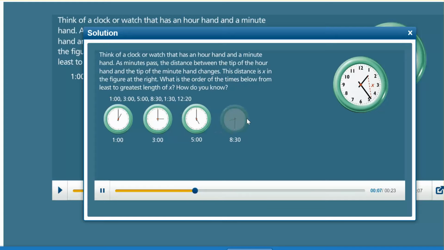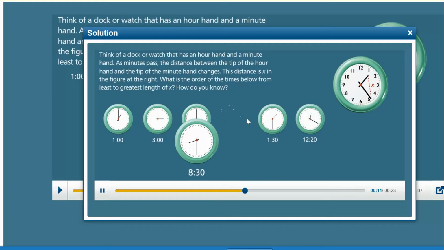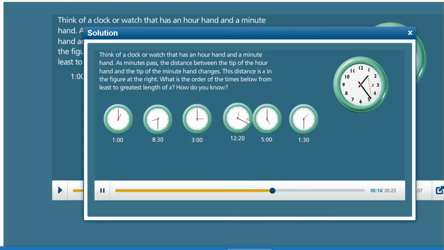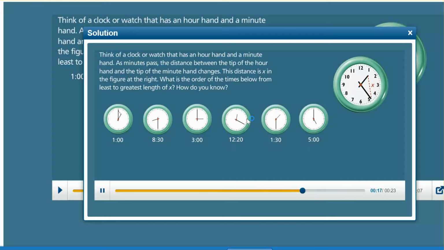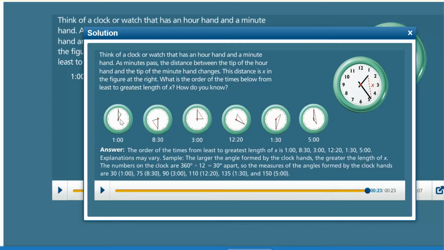So we're looking at each of the times on the clock, and then we're going to order them from least to greatest length of x. So in other words, the smaller the angle, the less length that x has. So 1 o'clock, there'd be a very small angle. So the distance between the tips of the hour hand and the minute hand is very small. But all the way over here at 5 o'clock, it's a very big angle. It's an obtuse angle. So the distance from tip to tip is quite large.